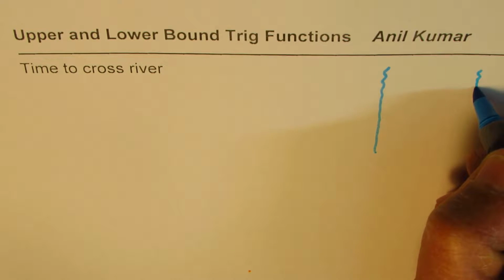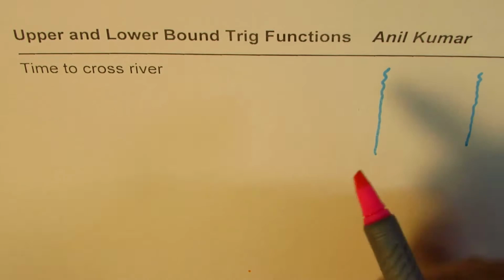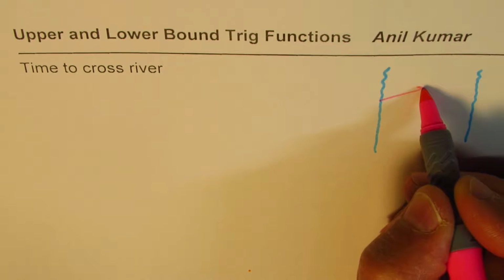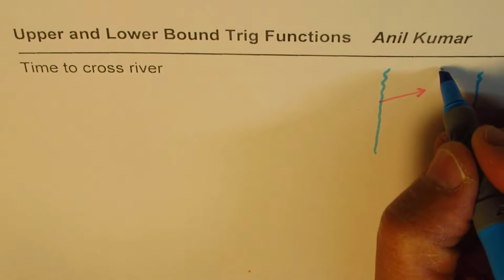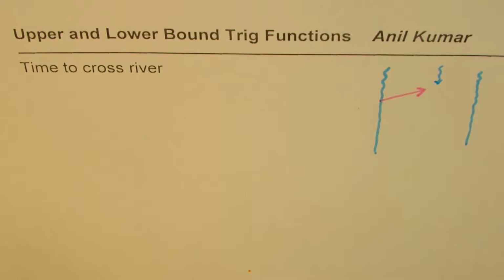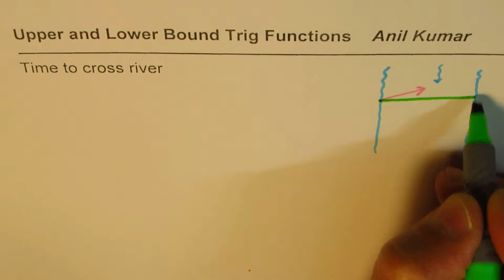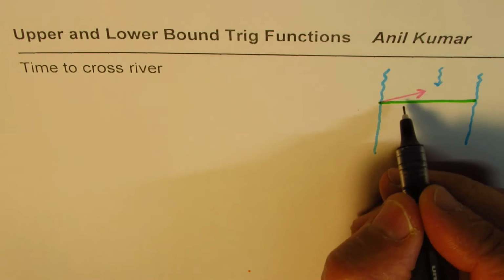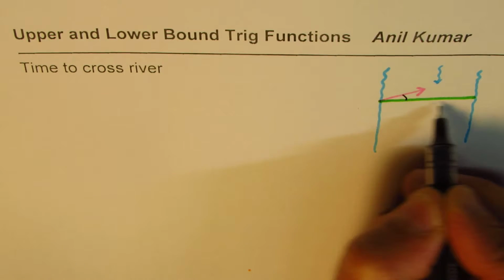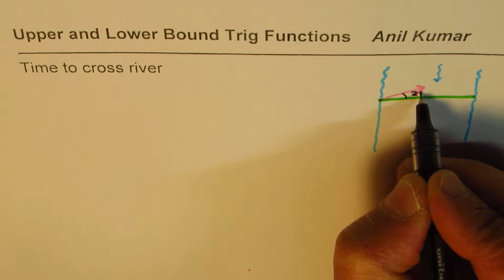Let's assume this is a river and a person is rowing the boat, and is going in this direction. Because of the river, which is also flowing, the boat actually goes like this, horizontally. Right? So that is how it goes. Let us assume that the angle which this boat is making with the horizontal is, let's say, 25 degrees.